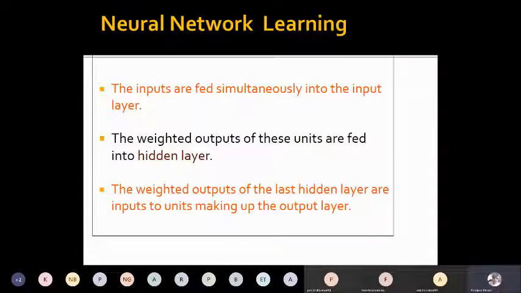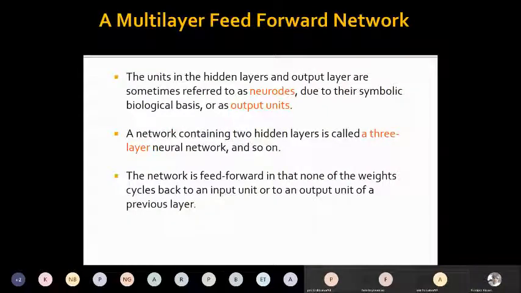So the inputs are fed simultaneously into the input layer, and all of these neurons behave similarly. The weighted outputs of these units are fed into the hidden layer, and the weighted outputs of the last hidden layer are input to the units making up the output layer. The units in the hidden layers and output layer are sometimes also referred to as neurodes.